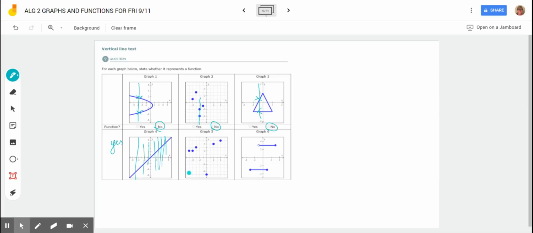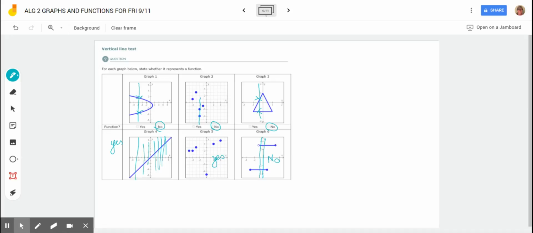Here, is this a function? I can draw a vertical line and never hit anything twice, so yes. Is this a function? No, because I can draw a line and hit it twice. So this is a no. Okay, vertical line test is great.